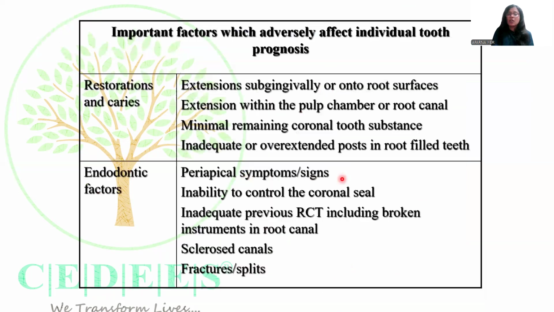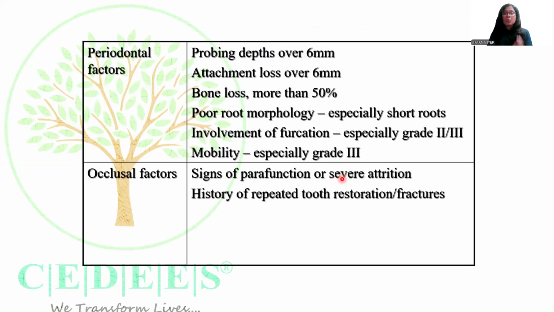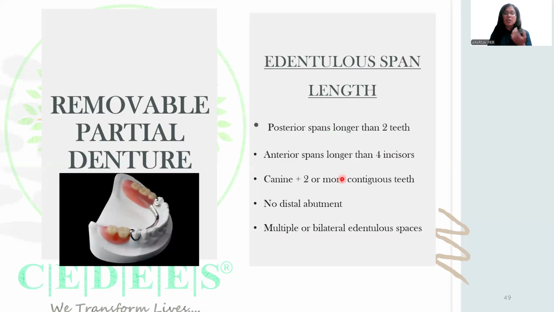To summarize, you need to consider the vitality status, any fracture, any endodontic issues or any cavities. Post and core, you also need to assess the bone loss, root morphology, furcation involvement, mobility, and any signs of parafunction. Now, where do we give a removable partial denture? You can give it if there is no distal abutment to support your FPD, or if in addition to the canine, two or more teeth are missing. Also, in cases of anterior spans with more than four incisors replaced, or posterior spans with more than two teeth replaced, or multiple bilateral edentulous spaces.